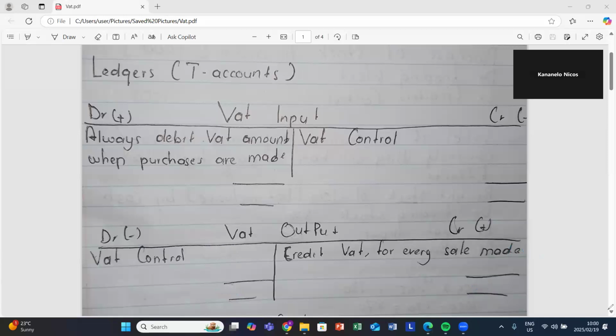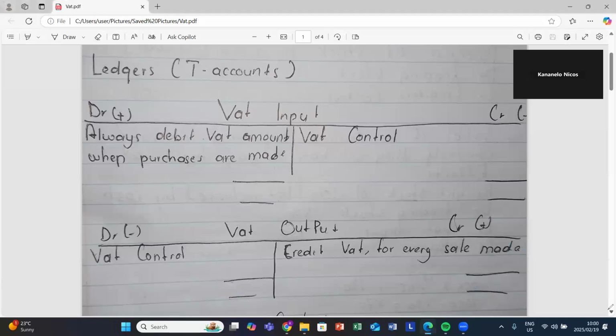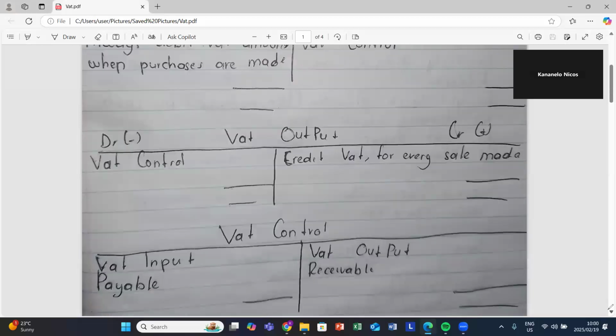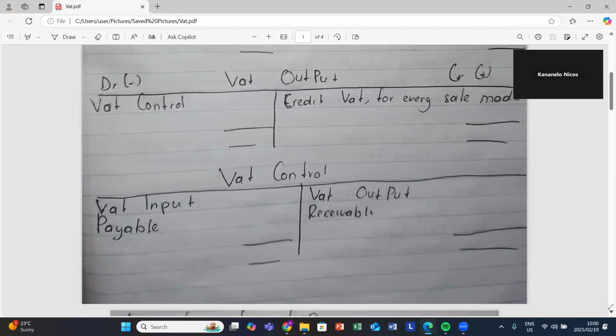And then you have the last ledger account, which we call VAT control. So VAT control, basically, one of the reasons we do it is to calculate what? VAT payable or receivable to SARS. So meaning you're just checking on whether we owe SARS or SARS owes us. That's the purpose of us dealing with that.